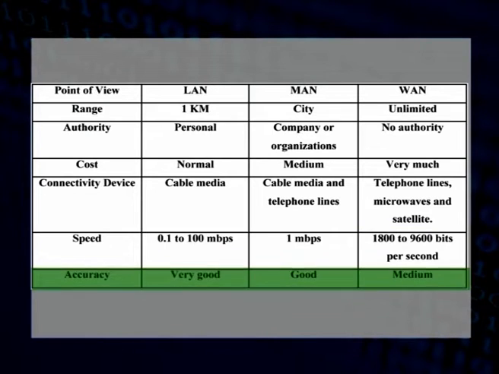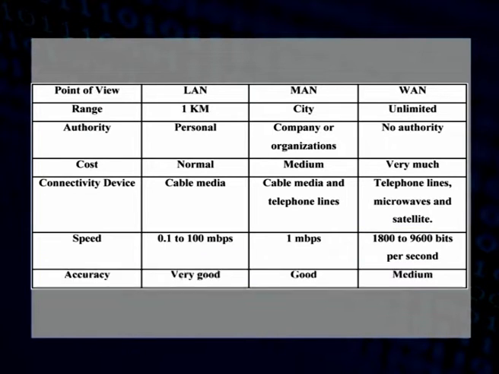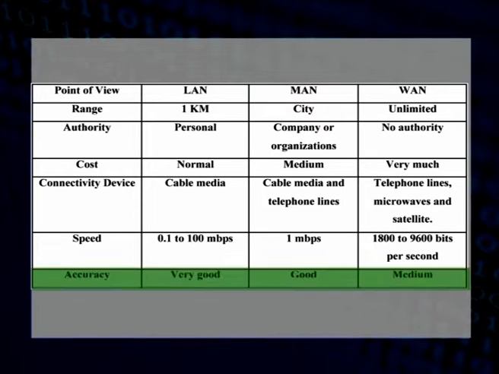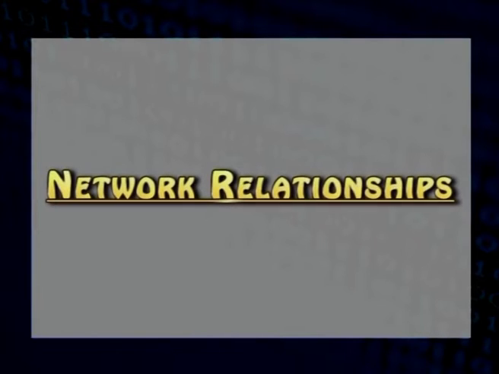Accuracy: in LAN it is very good, in MAN it is good, WAN is medium. Now, let us discuss network relationships. In this part of the lecture, we shall study two types of network relationships. One is called client-server relationship and the other is called peer-to-peer relationship.